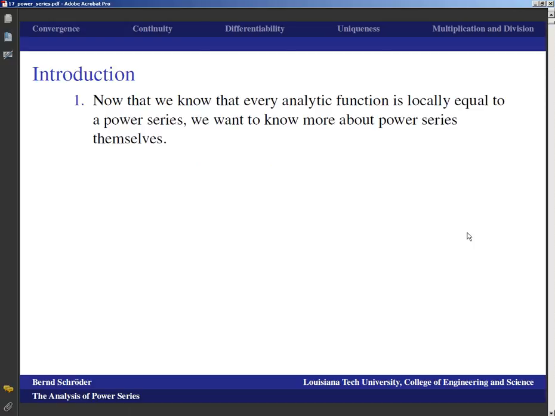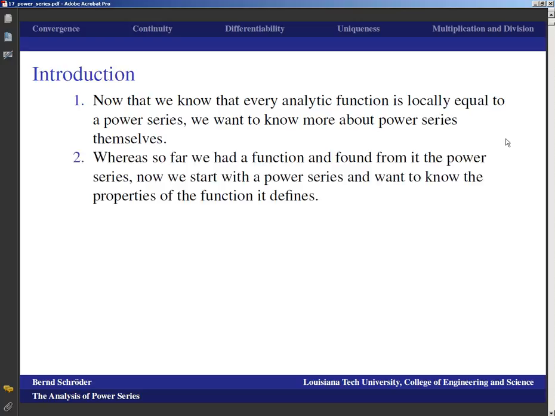So now that we know that every analytic function is locally equal to a power series, of course we want to know more about power series themselves. So that's one of the first advantages. We know why we're interested in power series. It's because analytic functions have all these properties, right?